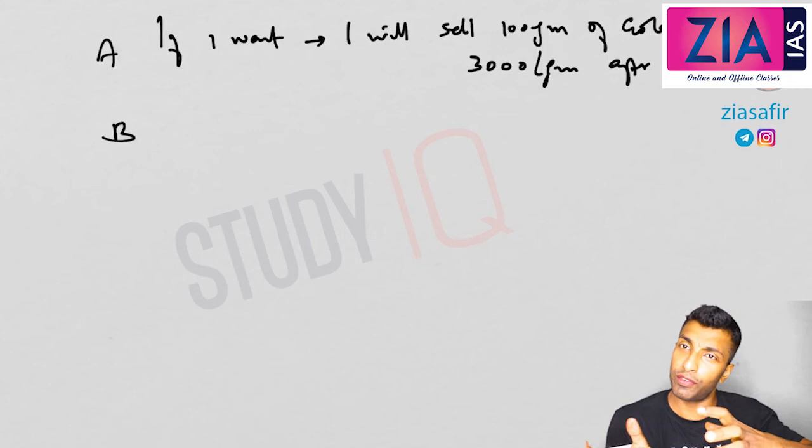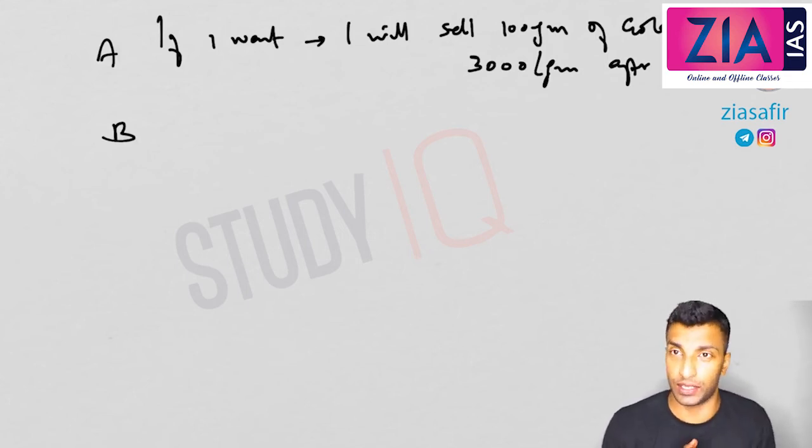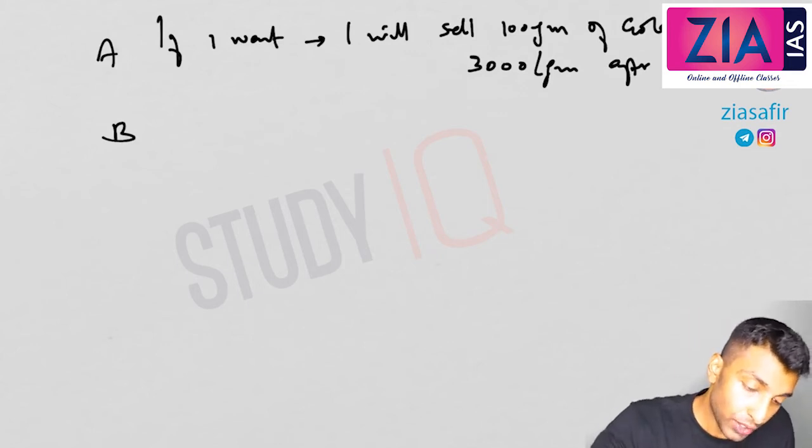The maximum duration is 3 months, but 1 month contract, 2 month contract, 3 month contract, both are there. Different terminologies are there in stock exchange. I'll tell you that. So 3,000 per gram.